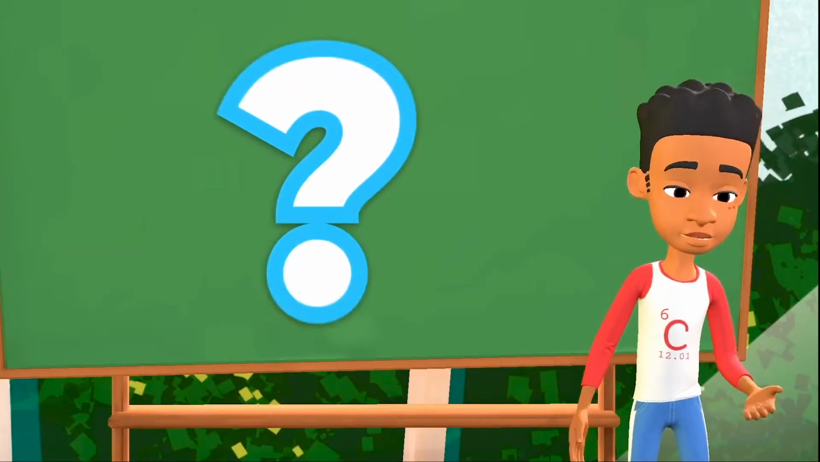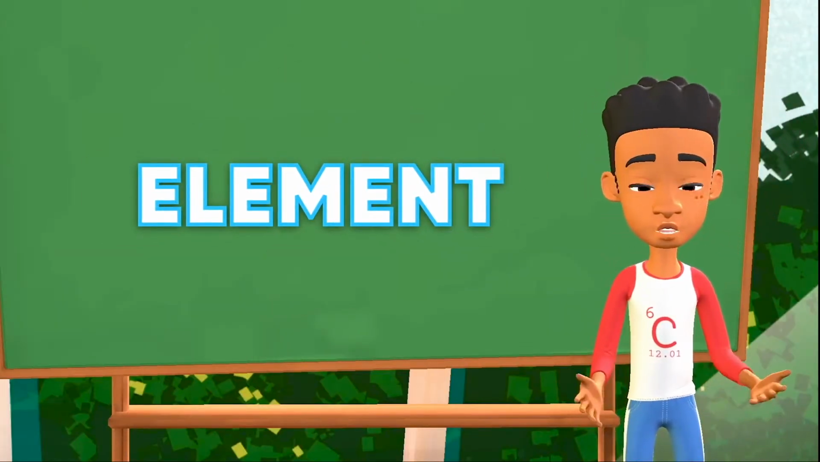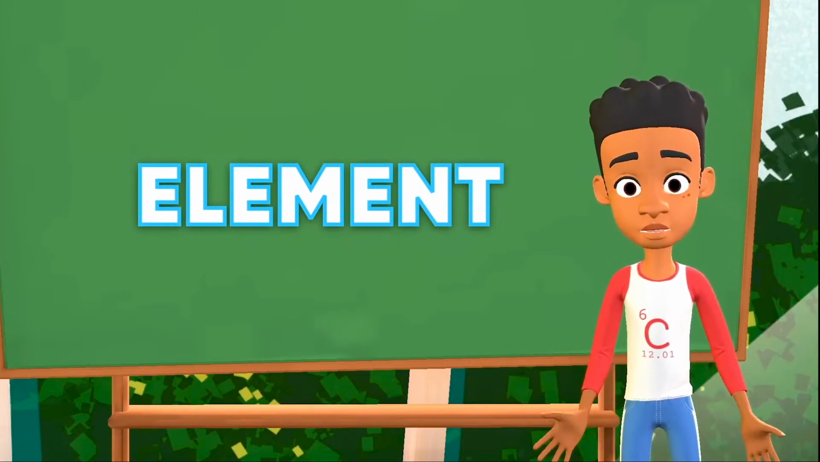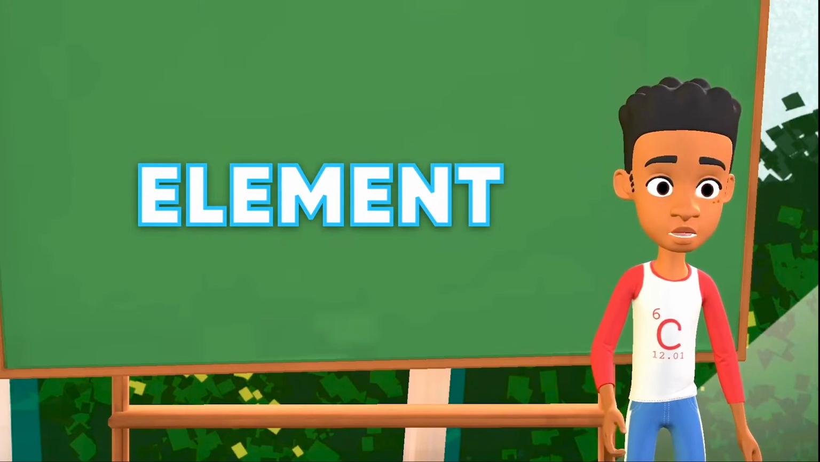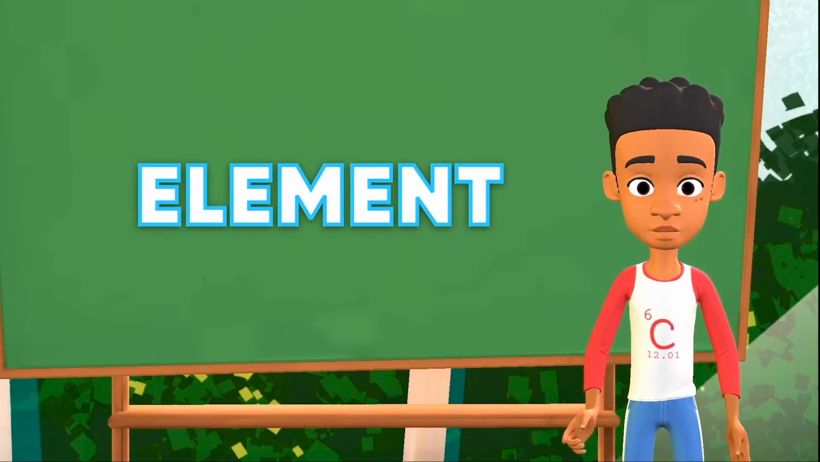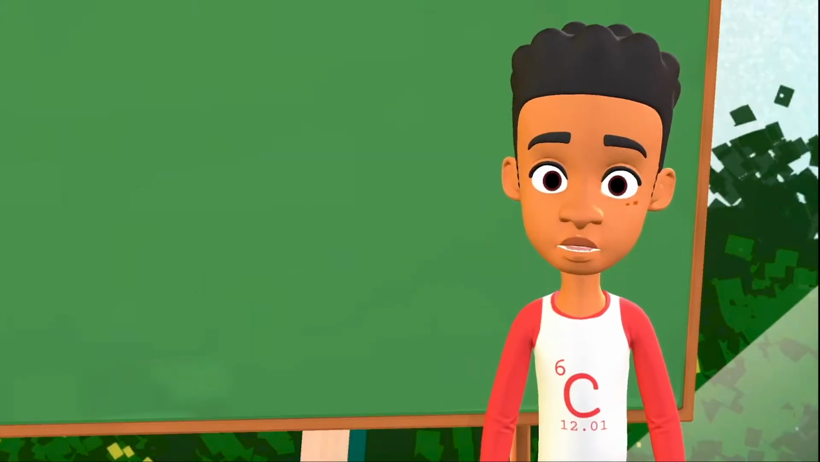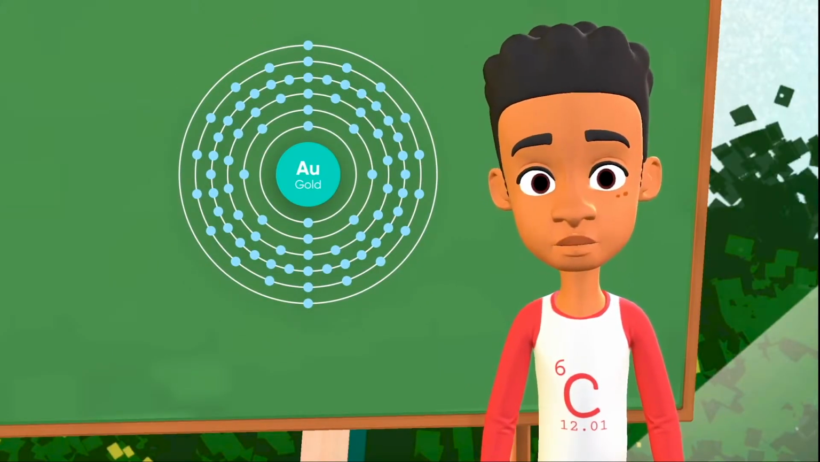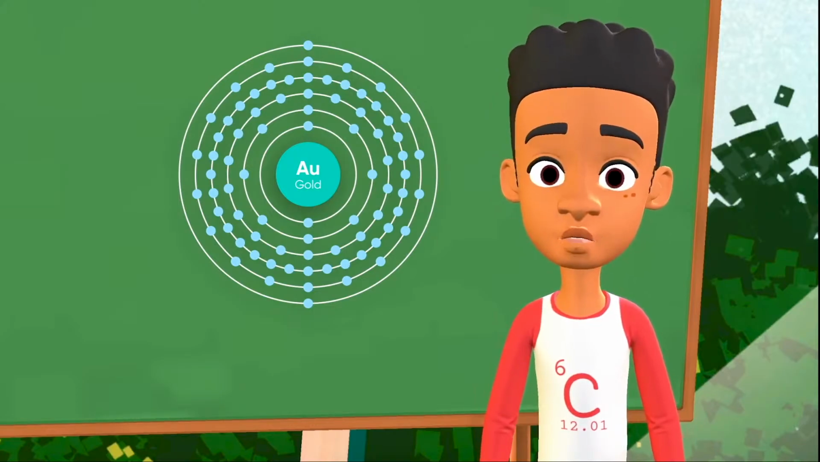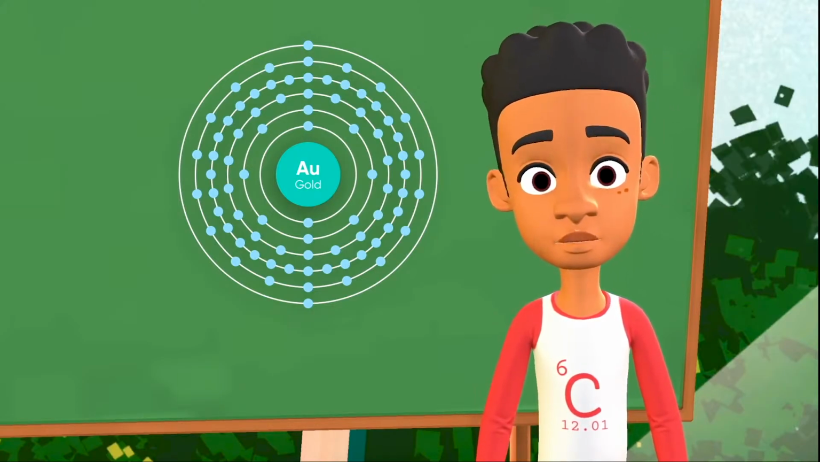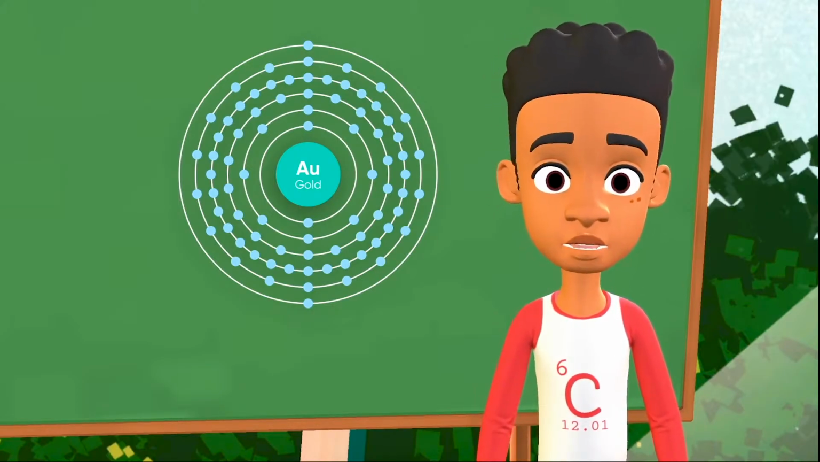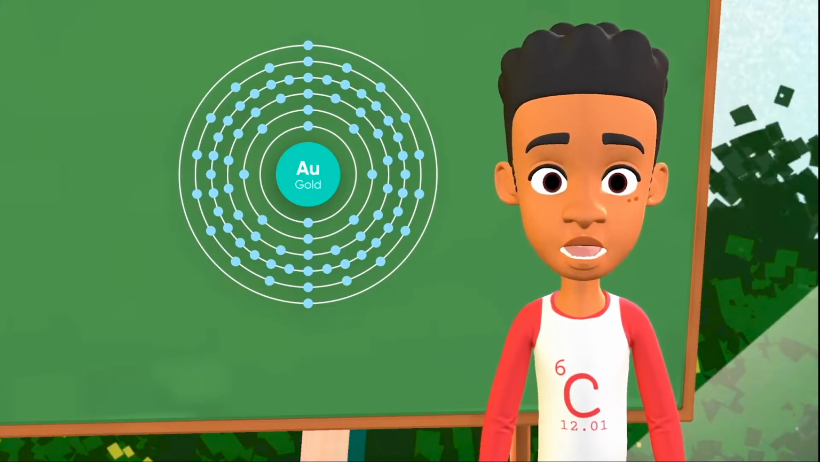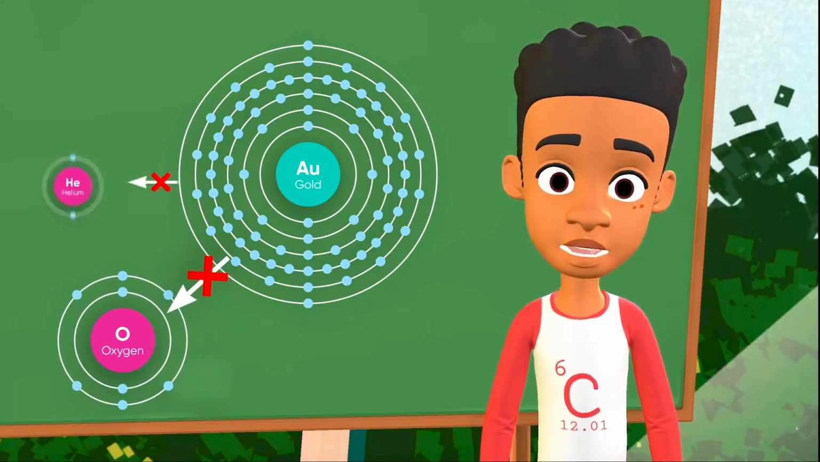So what is an element? An element is a pure substance that's made up of only one type of atom. This means that an element can't be broken down into any other type of element. For example, the element of gold has gold atoms. The gold atom is special because of the unique number of protons in its nucleus and the number of electrons around its nucleus. Gold atoms can't be broken down into any other types of atoms, like oxygen or helium.